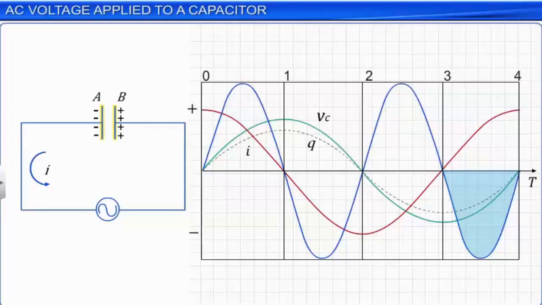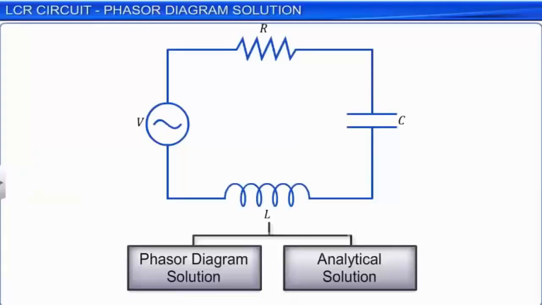This cyclic discharging and charging of the capacitor, or more precisely, its conducting plates, in reverse polarities keeps taking place as long as AC current is established in the circuit. The instantaneous current and the phase relation between current and voltage of an LCR circuit can be determined using two methods, namely the phasor diagram solution and the analytical solution. In this module, we shall study the phasor diagram solution.